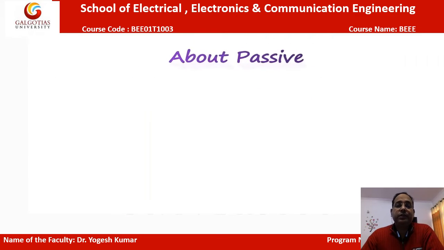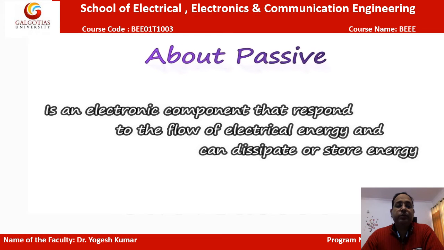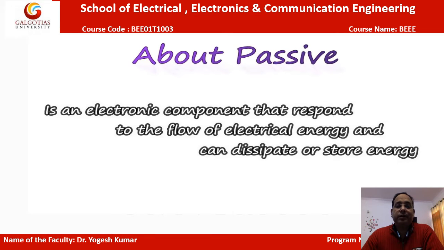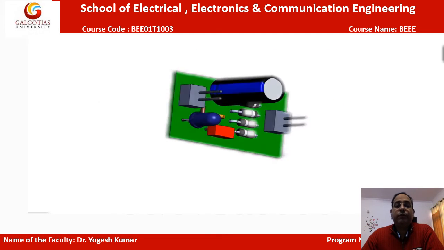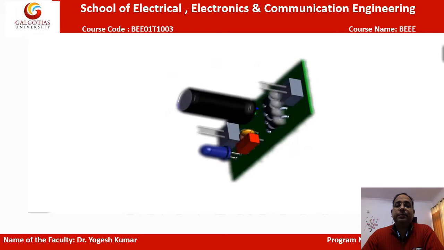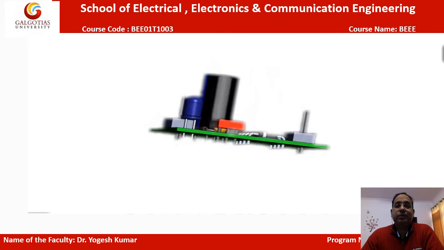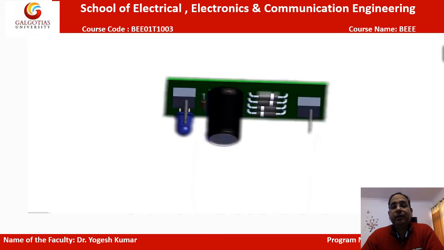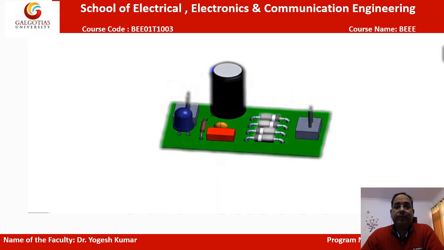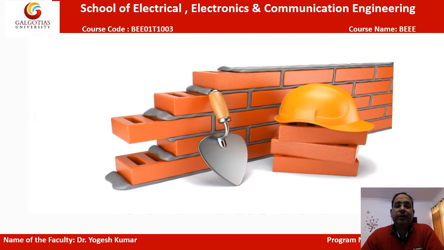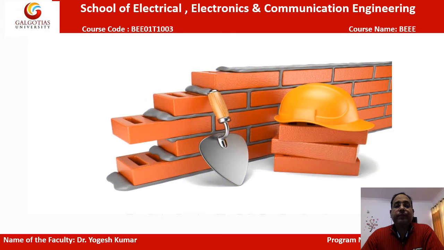So here is some classification of passive and active components. Passive means resistor, inductor, capacitor, transformer. Active means some other components. What about the passive? Electronic components that respond to a flow of electrical energy and can dissipate or store energy are passive. Here it is about the passive components. Right. In a similar way we can go for the active components.